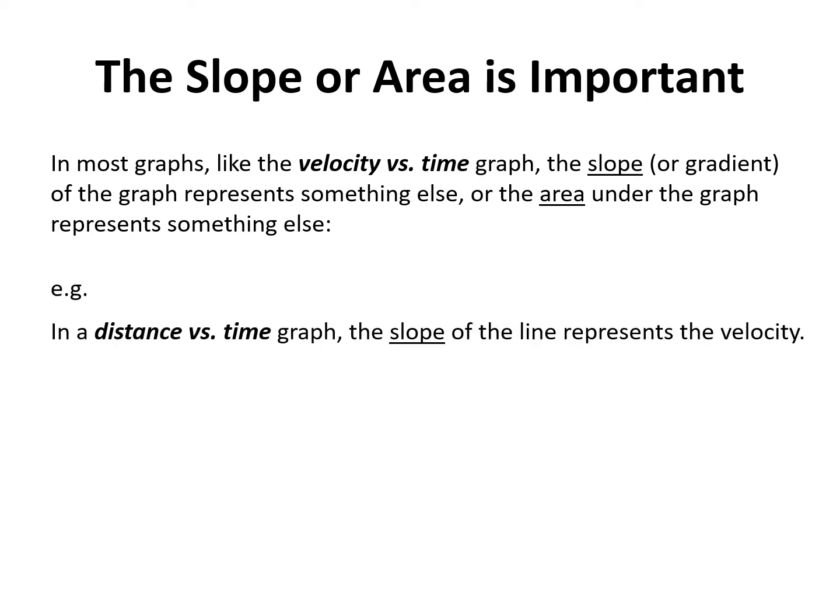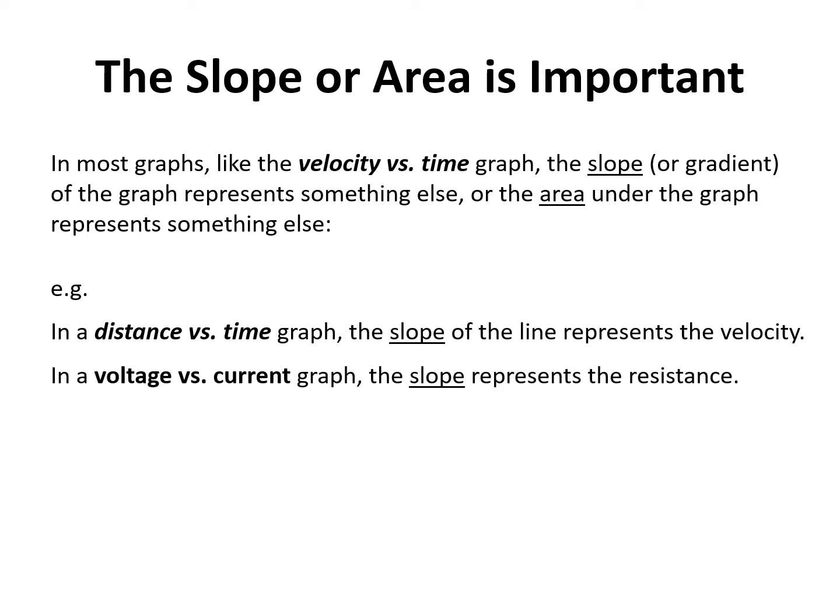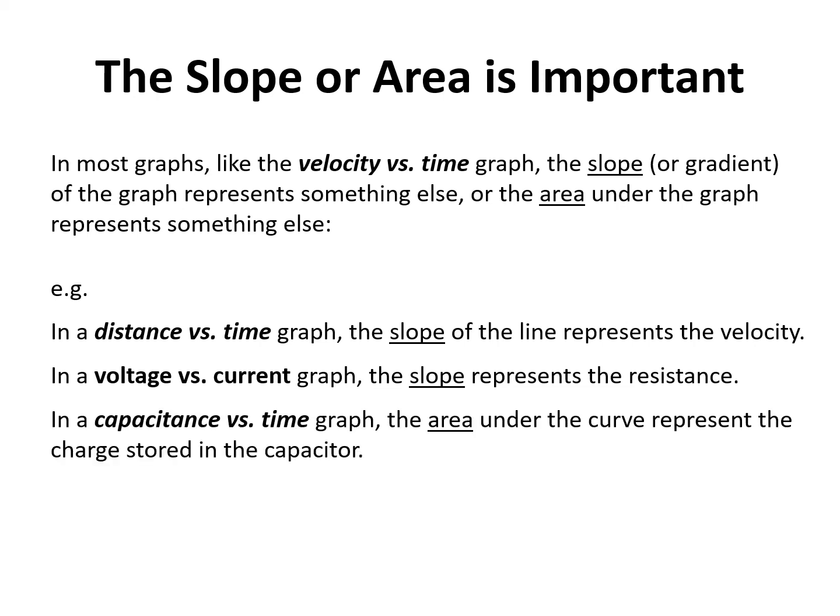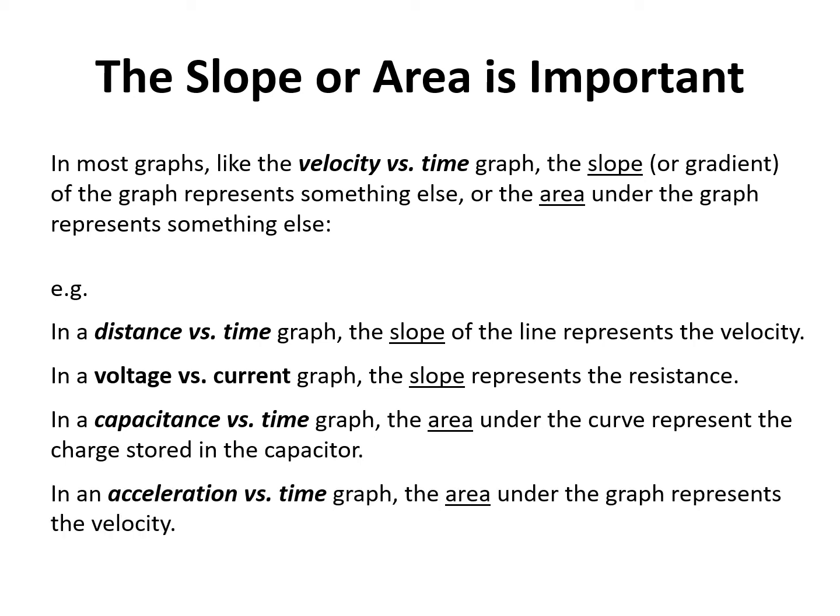So for example, in a distance time graph, the slope of the graph is the velocity. Or in a voltage current graph, the slope of the graph is the resistance. Or in a capacitance versus time graph, the area is the charge stored in the capacitor. And in an acceleration versus time graph, the area under the graph gives you the velocity. So quite often, the area and the slope mean something else.